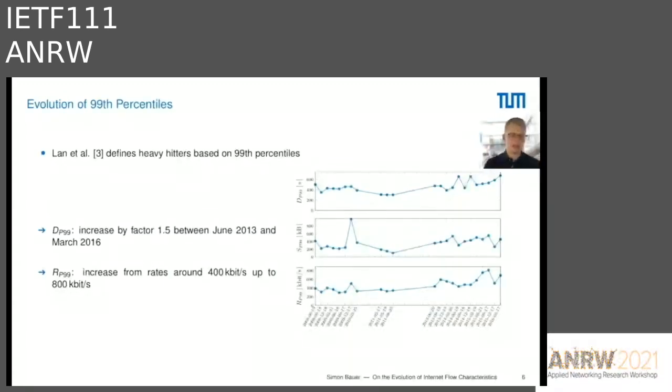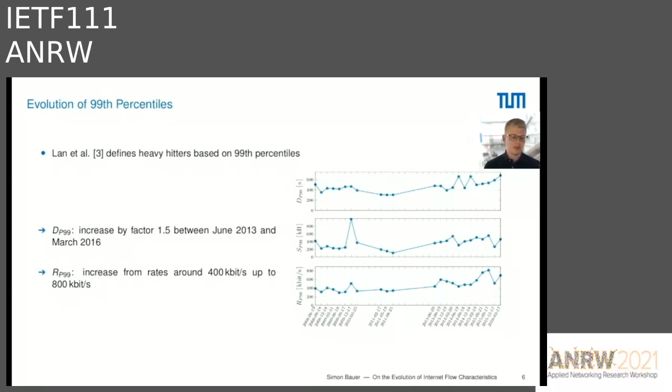So let's talk about selected measurement results. Regarding the evolution of heavy hitters, related work proposes a definition of heavy hitter traffic based on the 99th percentile of a characteristic. So the 99th percentiles of flow duration, flow size, and flow rate. We analyzed the evolution of such 99th percentiles over time, as you can see plotted here on the right. Let me point out 2 major findings.